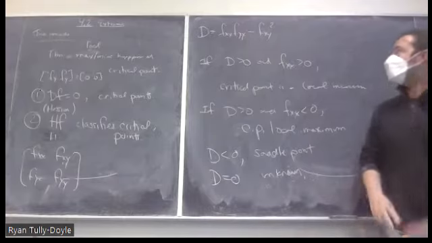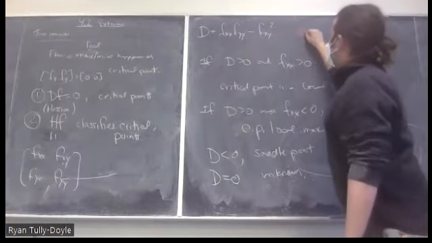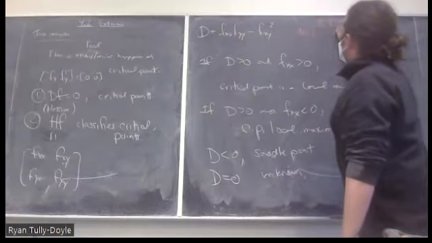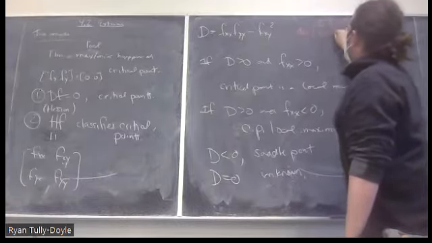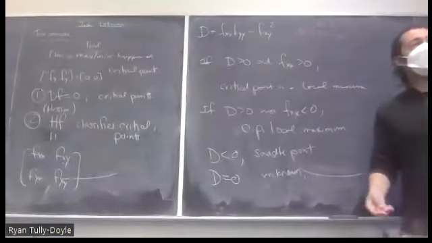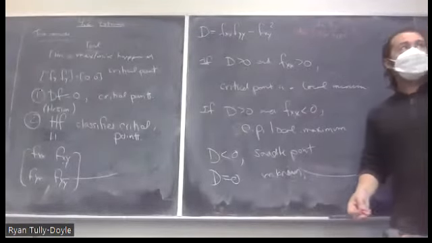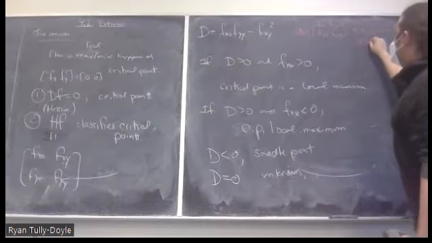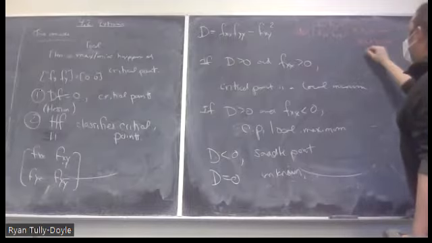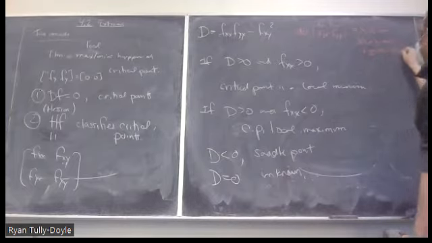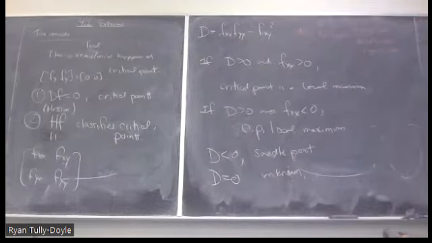Okay, so this quantity right here is the determinant of the matrix fxx, fxy, fyx, fyy. And it's actually equal to the product of the eigenvalues of that matrix. So it's lambda 1 times lambda 2, where lambda 1 and lambda 2 are eigenvalues. The eigenvalues must exist because the matrix is symmetric.